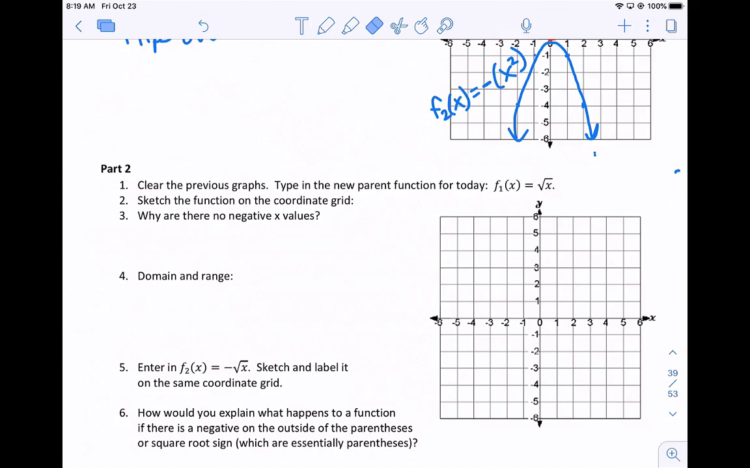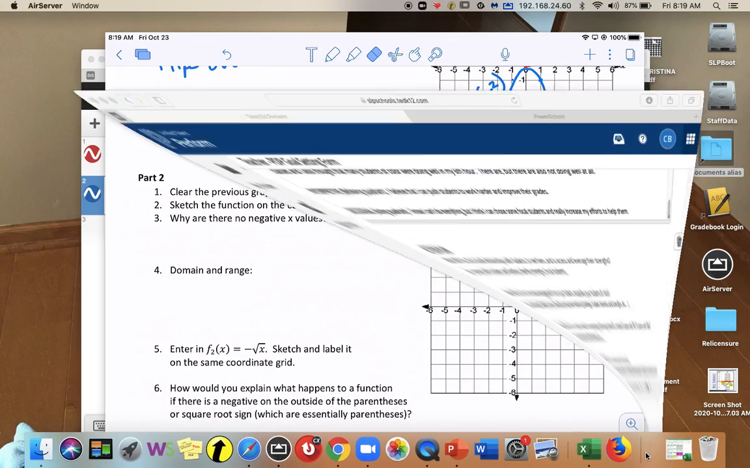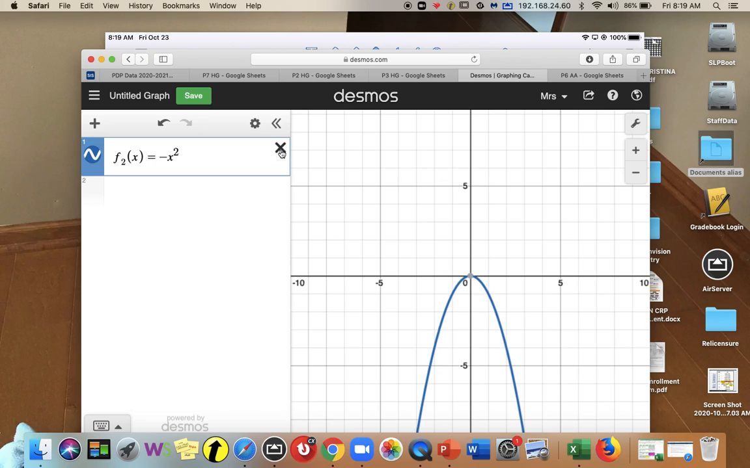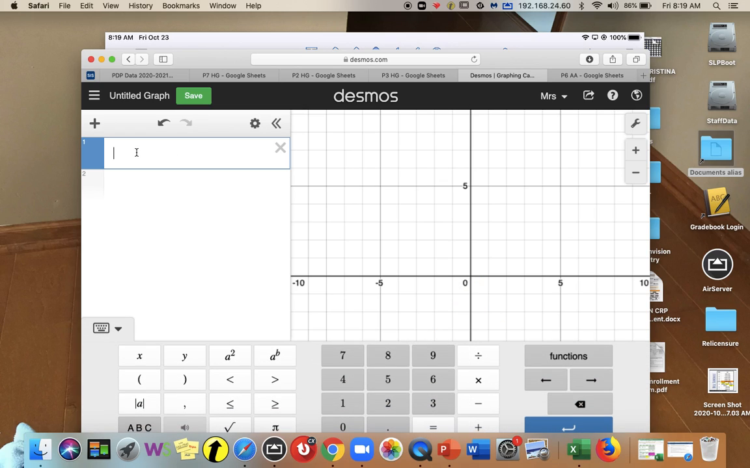Okay, so I'm going to go back to Desmos. I'm just going to clear out the equations that I had. Here we go. So I'm just going to close these out. I'm going to type in our new parent function, f1 of x equals the square root of x. So let's look for the square root button. Oh, it's right here. If you hit the keyboard, it is 3 below the x squared button. So there's the square root of x. And there's our parent function here.